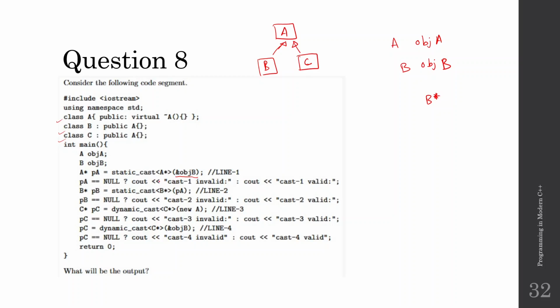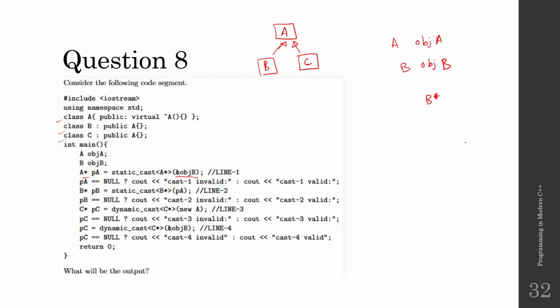So static cast does not permit casting between unrelated types, if there is no relation between the classes. But here you can see that B and A, they are related. So static cast will allow this conversion, and we will get an A star pointer which points to the same object.